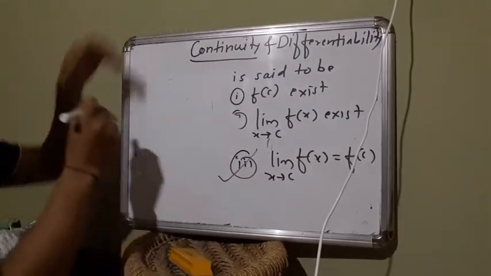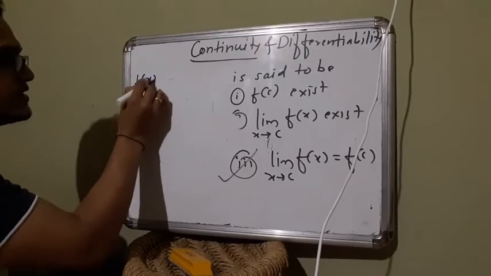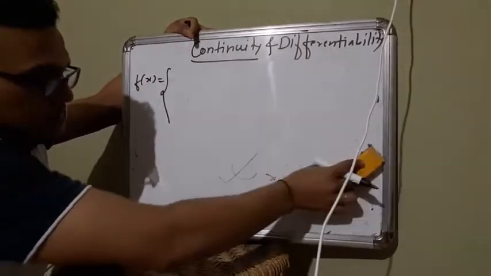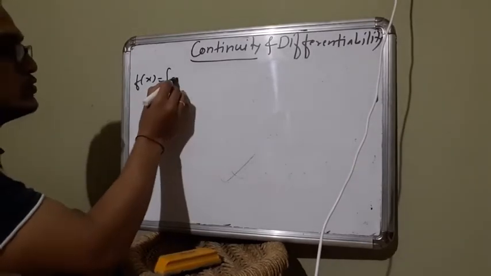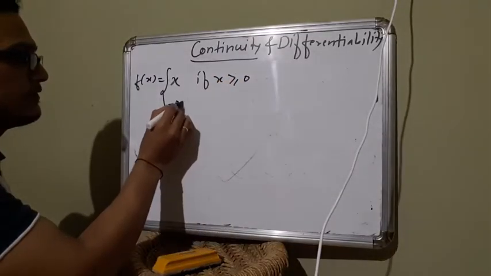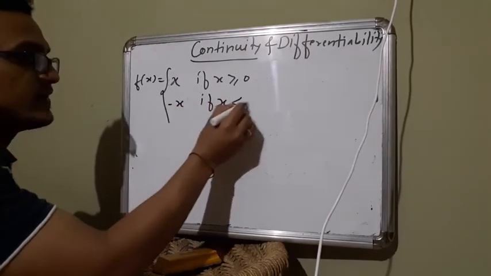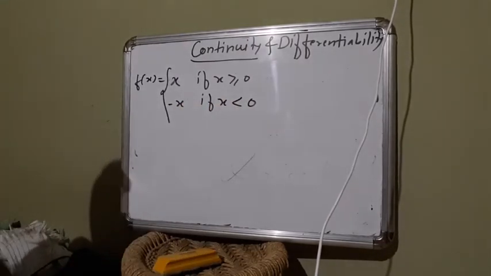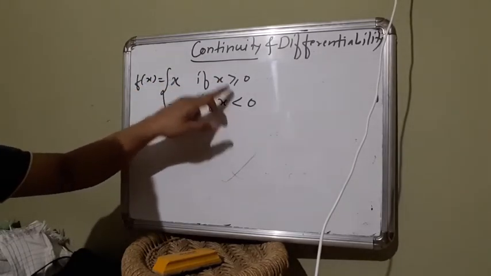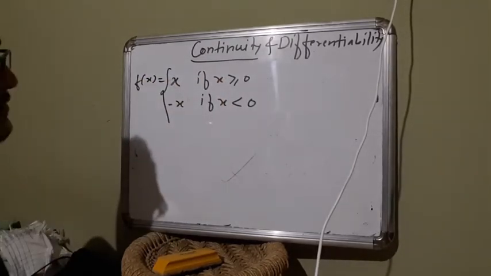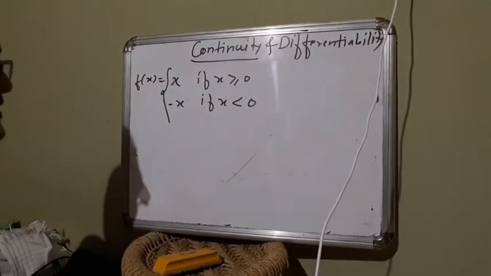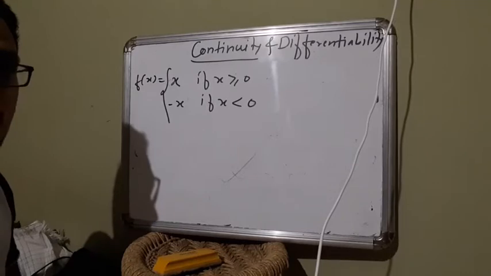For example, f of x is equal to x if x is greater than or equal to 0, and f of x is equal to minus x if x is less than 0. So whenever the function is defined in the form of less than and greater than, in that case you can't use that first definition.